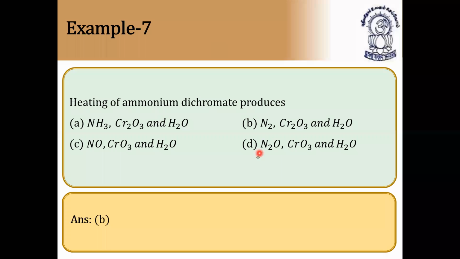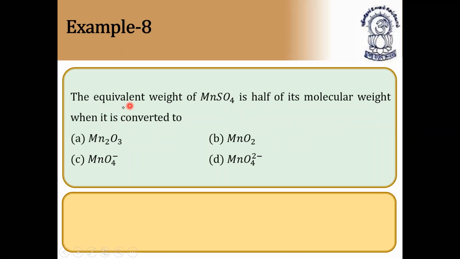Next question. The equivalent weight of manganese sulfate is half of its molecular weight when it is converted to what? Simply check the oxidation states. What is the oxidation state of manganese in manganese sulfate? It is +2, because sulfate is a radical, SO4 2 minus, so manganese should be +2.